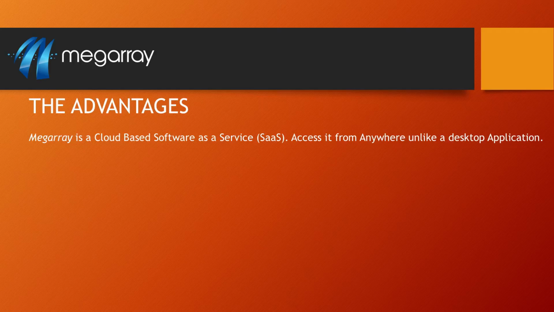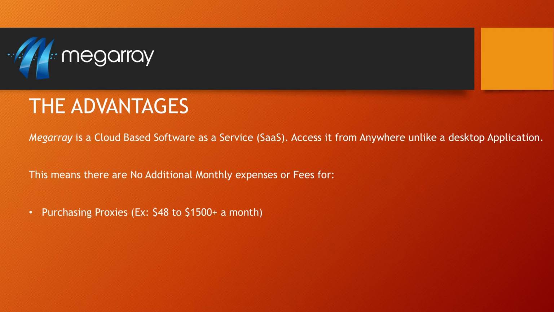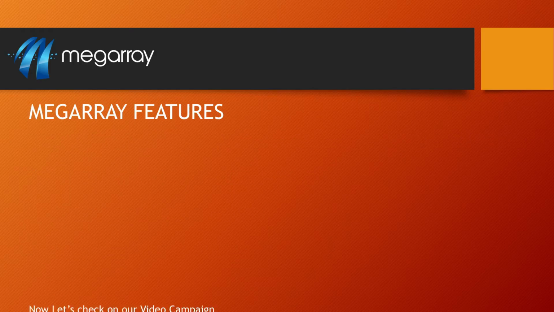Okay, so we've kind of covered this before, but Megarray is cloud-based. You can access it from anywhere, unlike a desktop application, which means there are no additional monthly expenses or fees for things such as proxies. Proxies start at $48, and depending on how much volume you're doing, they can go up to $1,500. It just depends on how many clients you have and how much posting you're doing, and whatever else you may be doing that needs proxies. CAPTCHA services are not needed on Megarray. That can range anywhere from $15 to $140 a month.